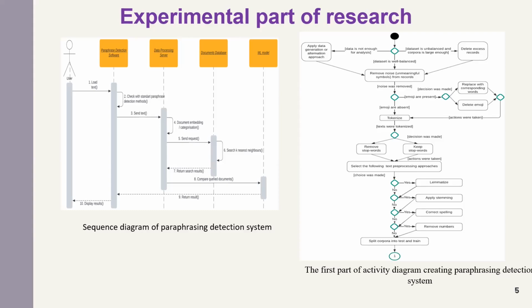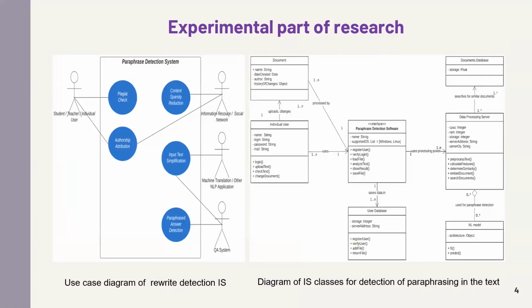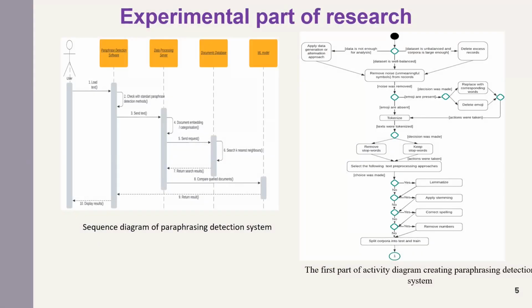In the usage case diagram, we can see all the agents that are involved in the process of paraphrasing. In the usage diagram, there are the main actors of the system. Such a system can be used to check academic integrity.